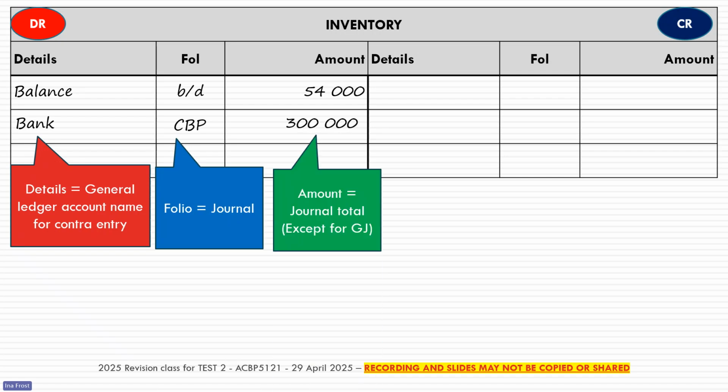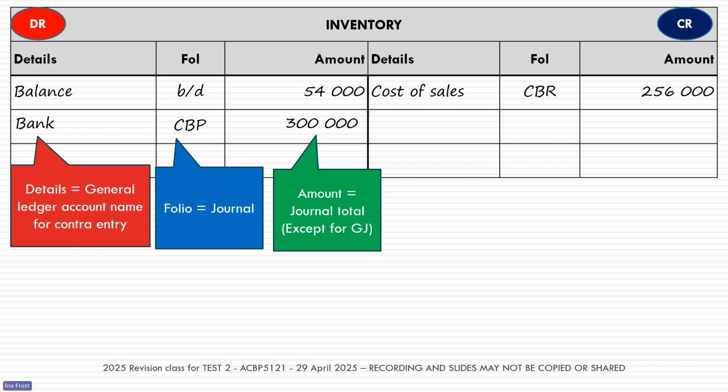And then, of course, these amounts, you're going to use your total from your journal, except the general journal. That's the only one where we don't work with the totals. But in your cash books, you're definitely going to use your journal total. In other words, we don't want to see you writing each individual cash purchase in this account. We just want to know in total, they bought inventory for 300,000 rands. We want to know the total cash purchases.